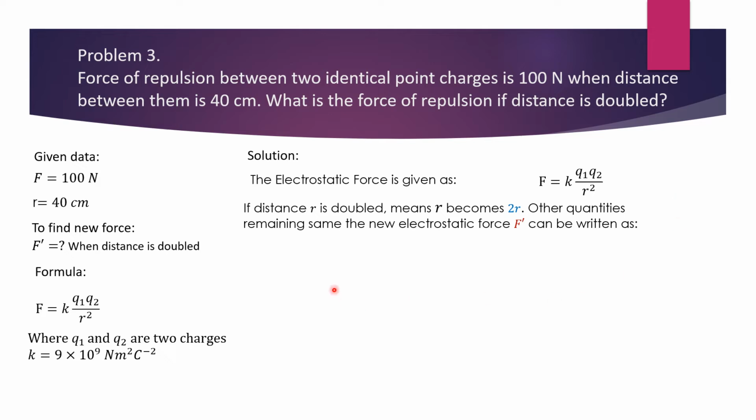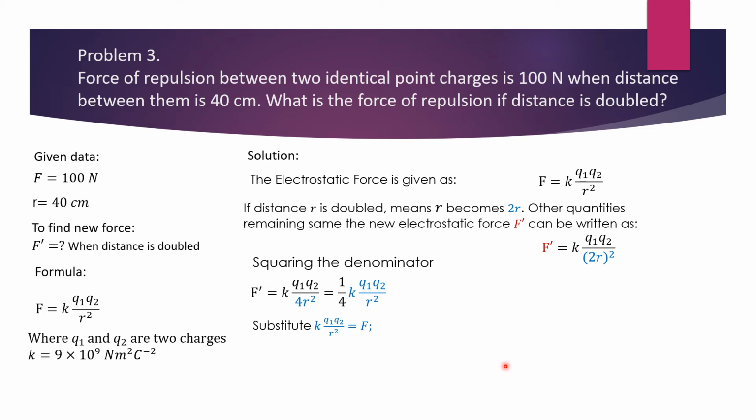and if distance R is doubled, it means R becomes 2R. Other quantities remaining the same, the new electrostatic force F dash can be written as F dash is equal to K Q1 Q2 over (2R) square. Now squaring the denominator results in F dash is equal to K Q1 Q2 over 4R square. Isolating 4 from here, it can be written as 1 over 4 K Q1 Q2 over R square.